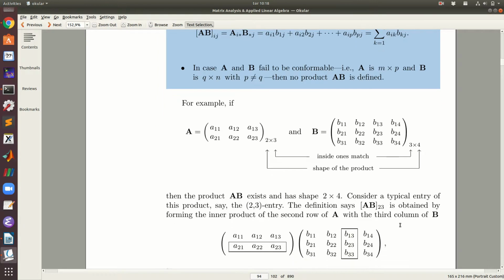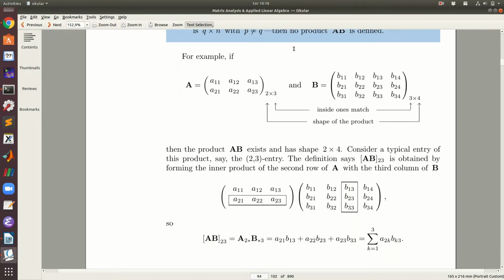For example, this can make our life quite easier. If A and B are like this, then the product AB exists. Why? Because A has 2 rows and 3 columns, so it is 2 by 3, and B is 3 by 4. The inside ones match, i.e. the number of columns of the first matrix equals the number of rows of the second matrix, so they are compatible. And then the outside ones tell us the shape of the product, i.e. the result is going to be a 2 by 4 matrix.